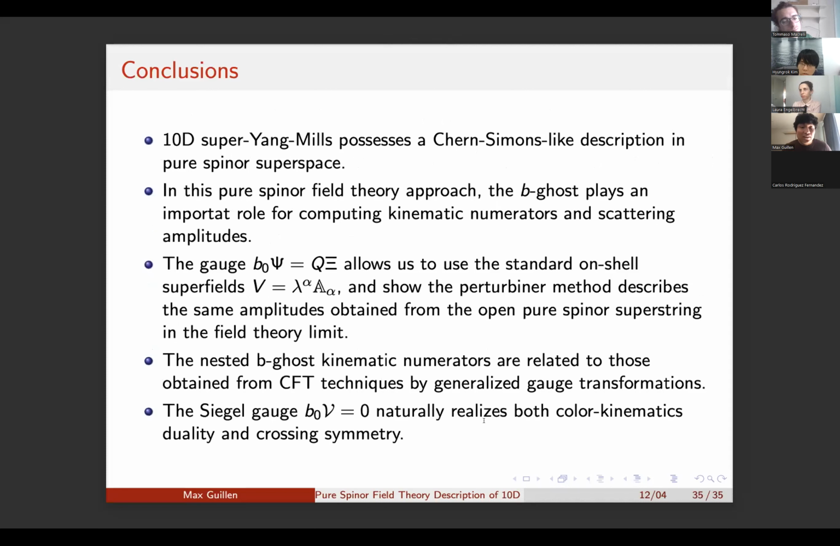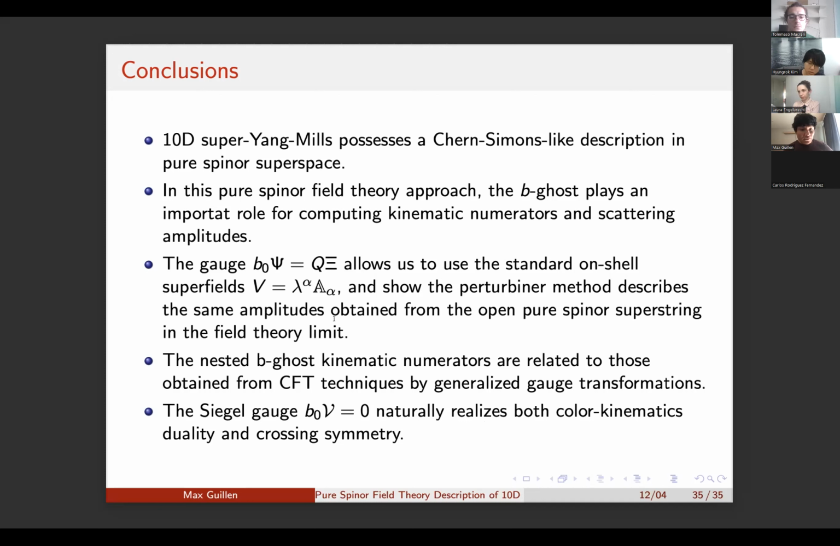Okay, let me conclude saying that the 10-dimensional super Yang-Mills possesses a Chern-Simons-like description in pure spinor superspace. The b ghost plays a very important role in this framework because in order to compute kinematic numerators, we need to understand how the b ghost acts on vertex operators. Also, the standard vertex operators V equals lambda alpha A alpha, which were used in the context of superstring, satisfy this gauge condition B0 psi equals to Q psi here.